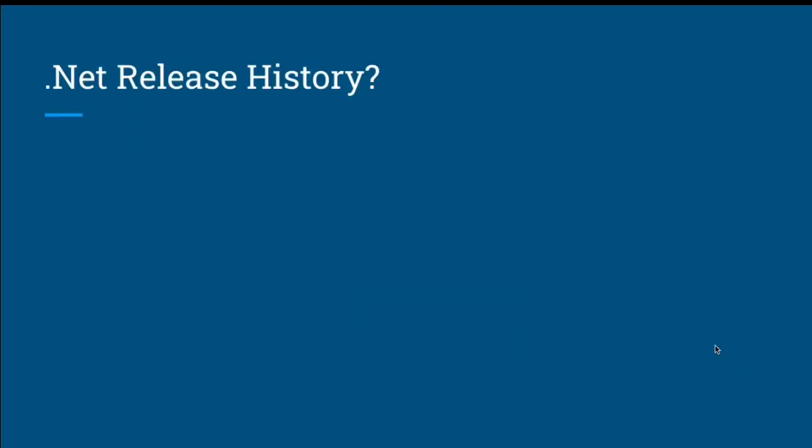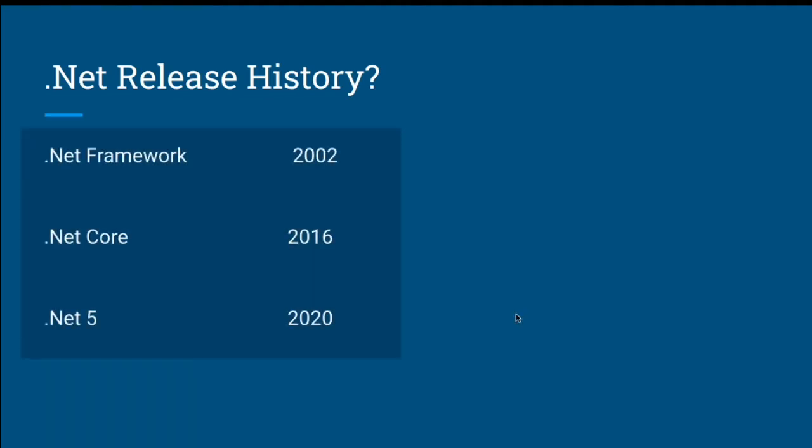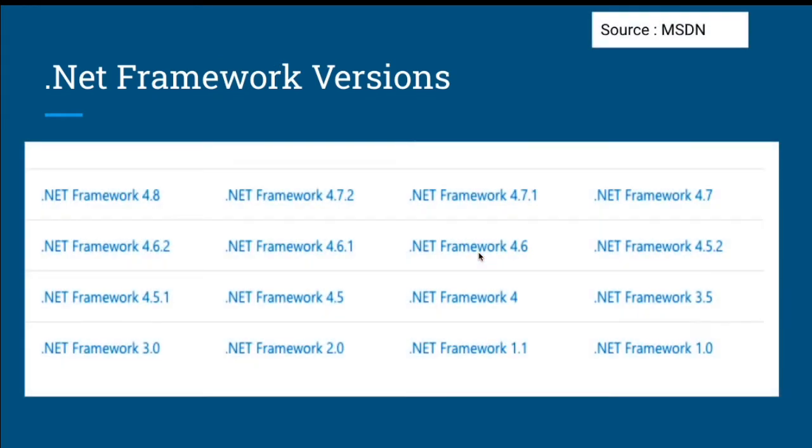If we look at the .NET release history, initially .NET Framework came in 2002, after that Microsoft introduced .NET Core in 2016, and then .NET 5 just came in 2020. There are many advantages of .NET 5 and .NET Core over .NET Framework. If we look at the .NET Framework versions, there were many available in the market, and people are still using many versions of .NET Framework in their projects.